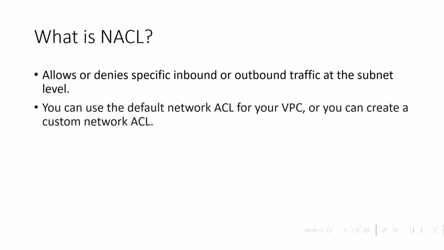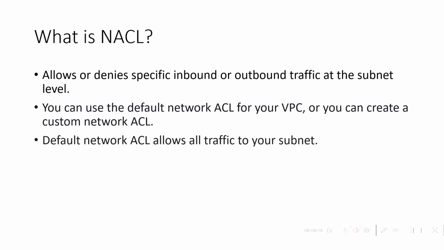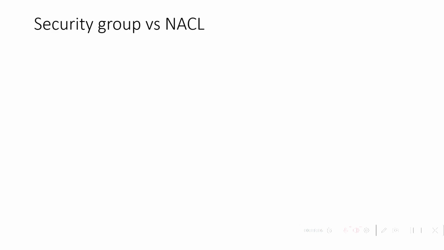You can use the default network ACL for your VPC, or you can also create a custom network ACL. The default network ACL allows all traffic to your subnet, but you can always add additional ACL rules to control the traffic. ACL provides an additional layer of security.